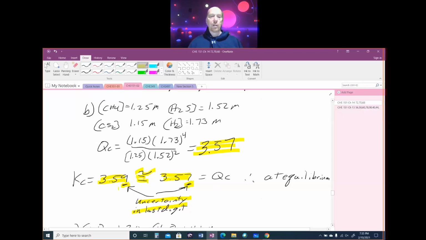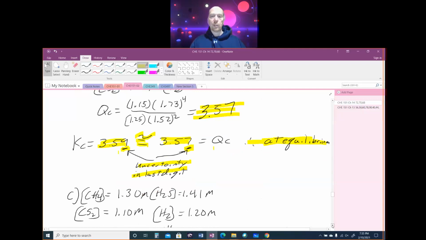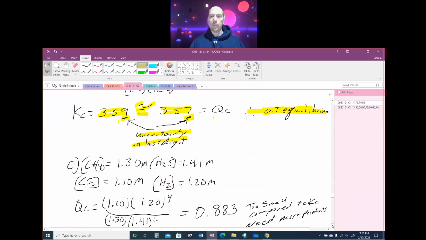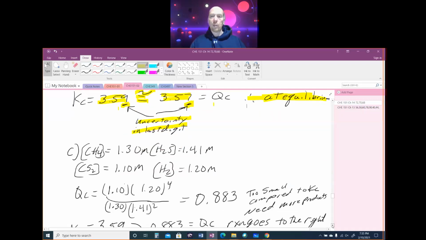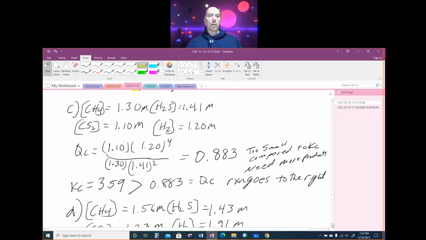All right, so they are essentially the same, which means that you are at equilibrium. When your Qc and your Kc are the same within the last digit, which has some uncertainty, then you are at equilibrium. Reaction does not go left or right. It is at equilibrium. All right.